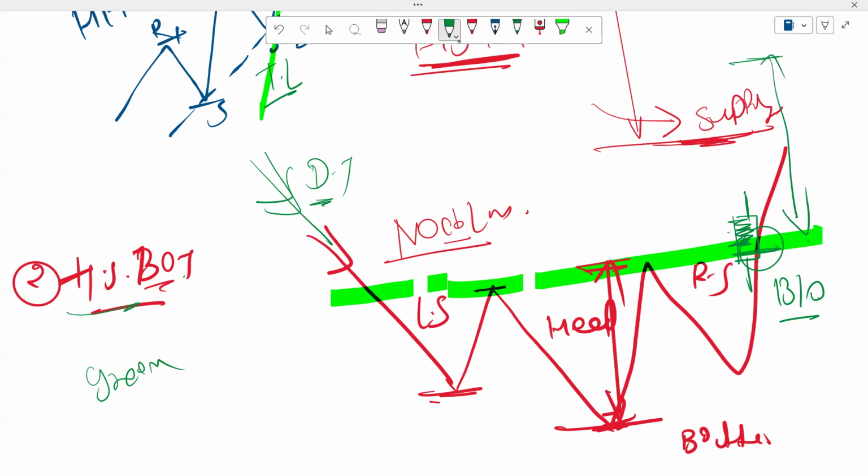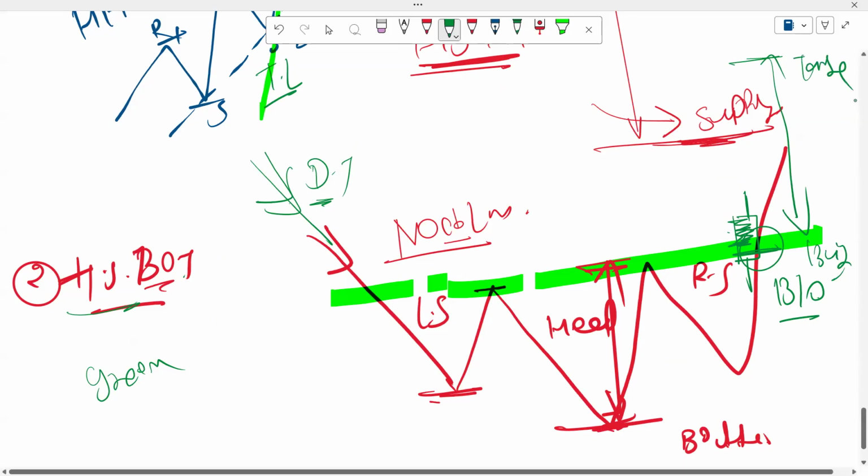Okay, this means you will buy at this point. Your target will be this much, and your stop loss will be near, just below this neckline.